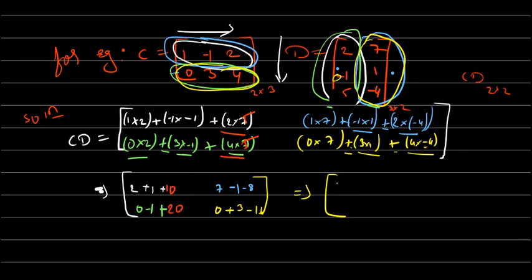I will come back to this one in white, because white looks good on this blackboard. 2 plus 1 will become 3, and 7 minus 1 minus 8 will become minus 9. You can see 7 minus 9 will become minus 2. You can use a calculator as well. Plus 20 and minus 1 will become 19.